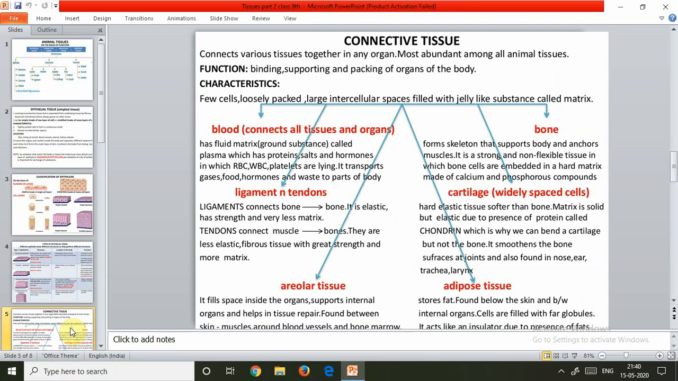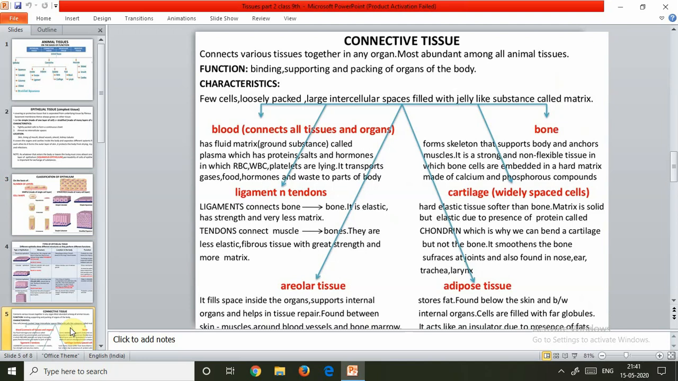Now the cells of connective tissue are living, separated from each other, and lower in number. They lie in a homogeneous, gel-like intercellular substance. The intercellular substance present in these is the matrix, and it forms the main bulk of the connective tissue. The matrix is the fluid that helps the connective tissue in doing its particular function, that is providing connection and anchoring the various body organs.